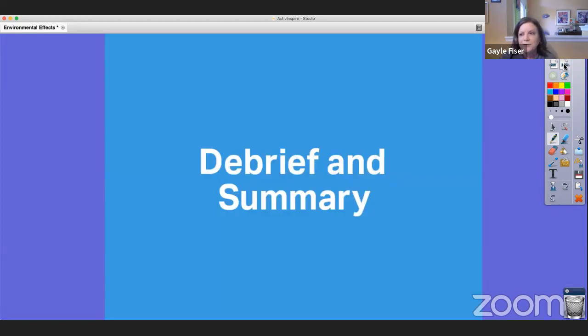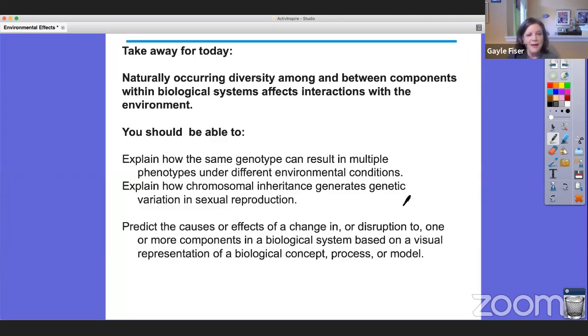All right, so debrief and summary. Today's takeaway: naturally occurring diversity among and between components within biological systems affects interactions with the environment. You should be able to explain that the same genotype can result in multiple phenotypes under different environmental conditions. And some chromosomal inheritance generates some genetic variation also. So remember, this was the different environments, and this we talked about non-disjunction, we talked about mutations, and we talked about what else? And some chromosomal changes, okay?